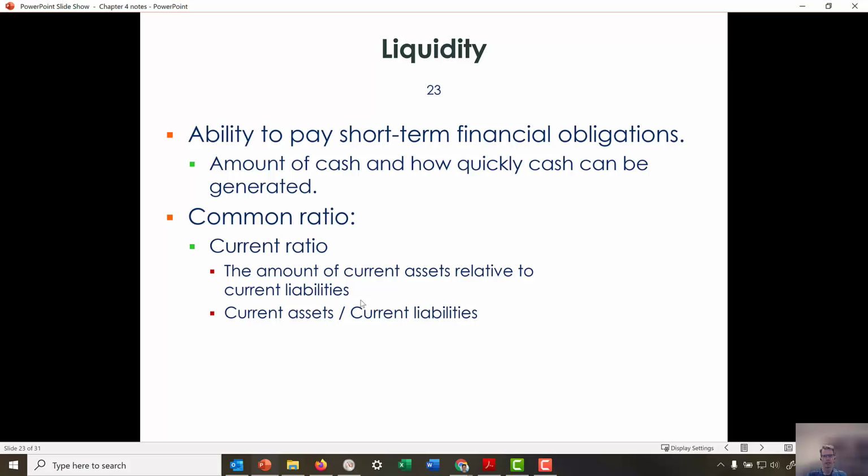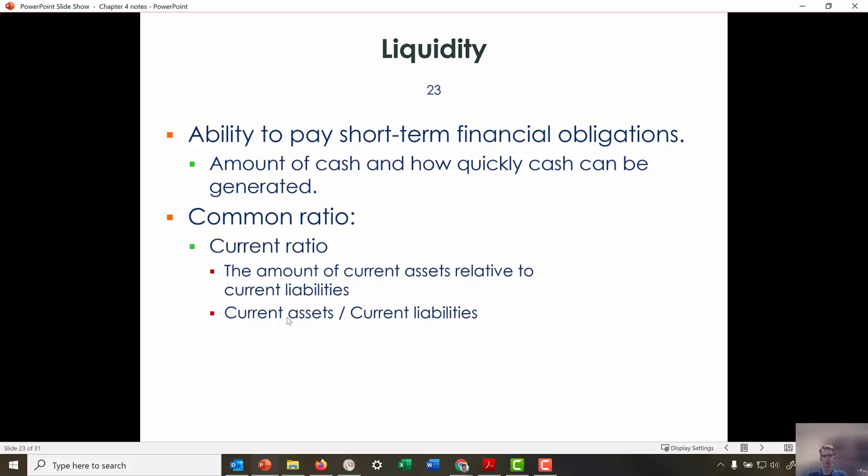Current ratio compares two things. We take the total current assets for the company, we divide by current liabilities. And if you think about what these are, remember the definitions of these two things. Current assets give us cash within a year. Current liabilities use cash within a year.